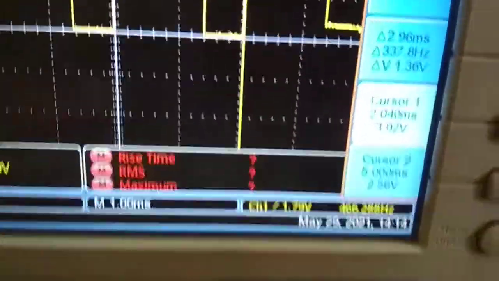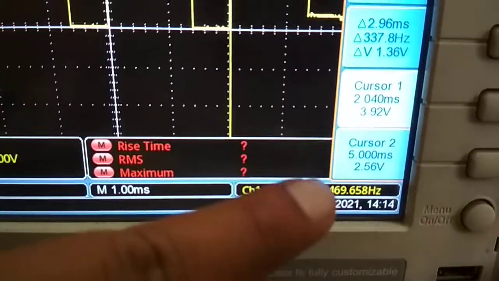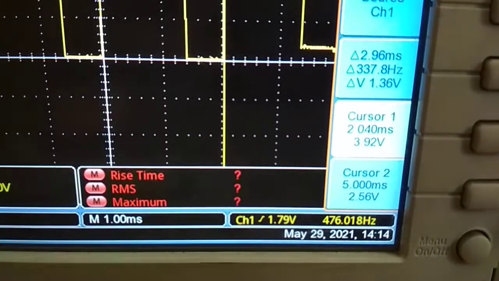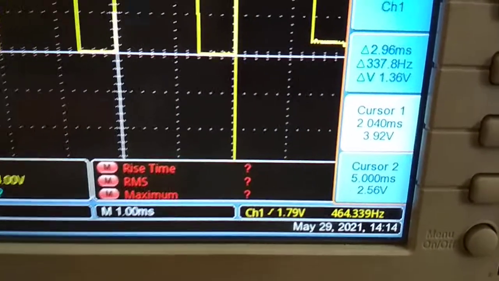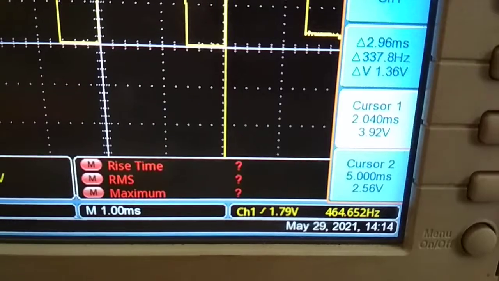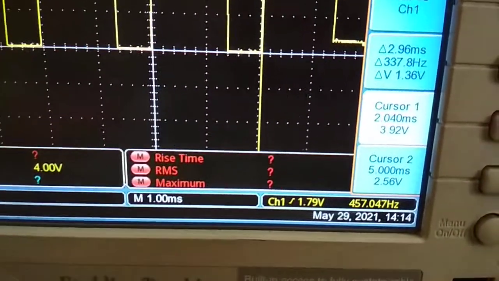You can see that the practical frequency is 473.43 hertz. Just note down this practical frequency. The practical frequency is 461 or 468 hertz. Just note down this practical frequency.